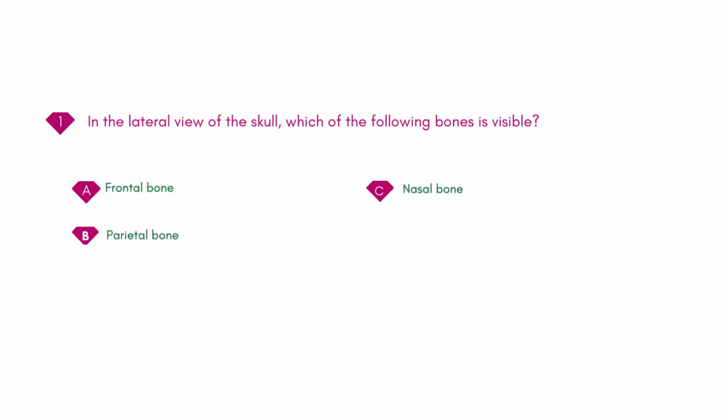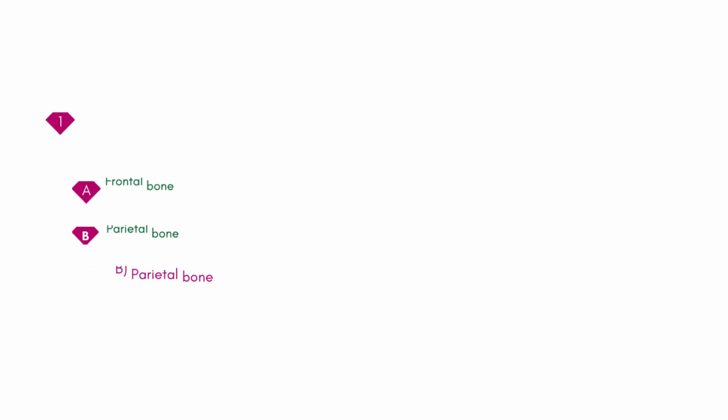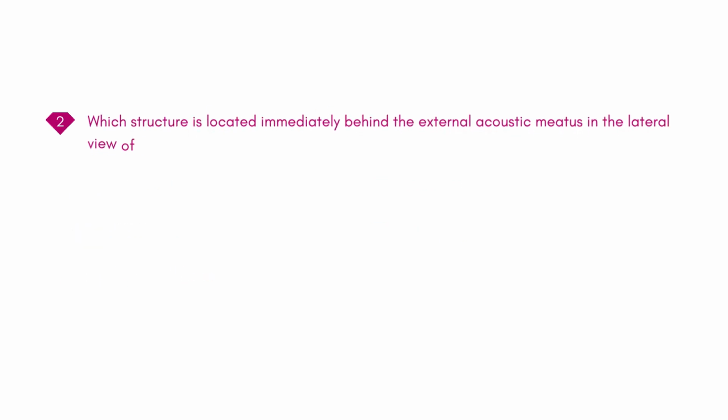In the lateral view of the skull, which of the following bones is visible? A. Frontal bone. B. Parietal bone. C. Nasal bone. D. Maxillary bone. Answer: B. Parietal bone.